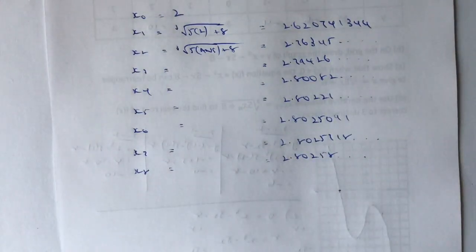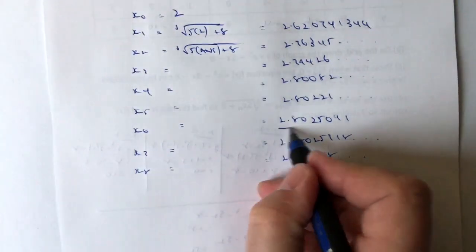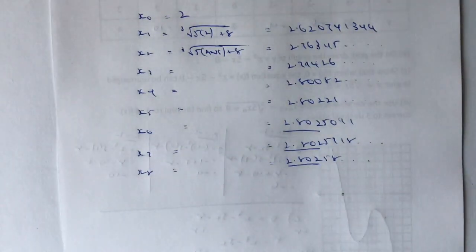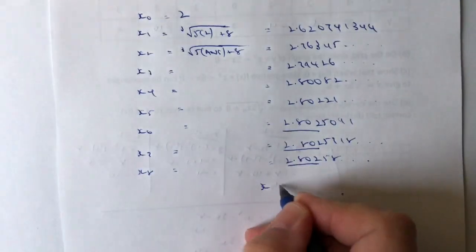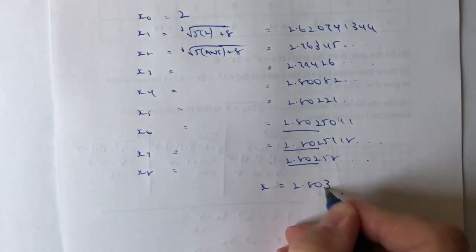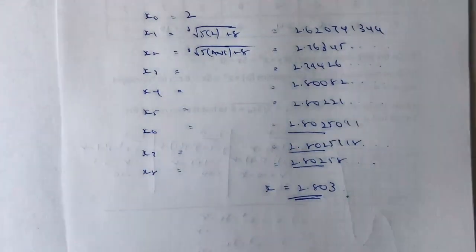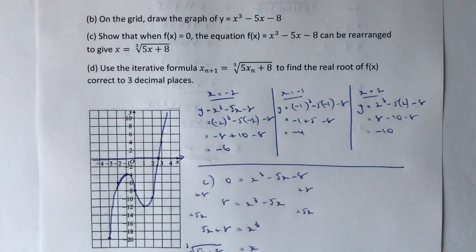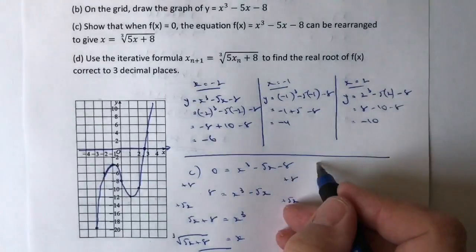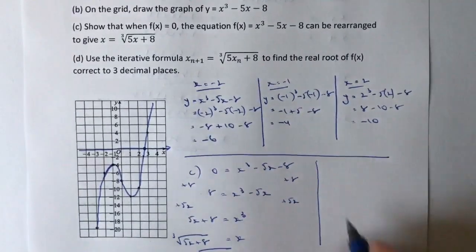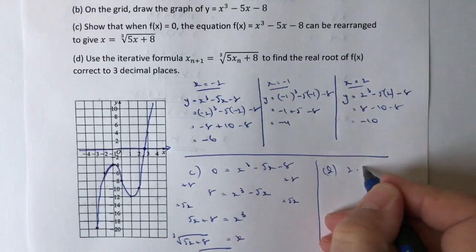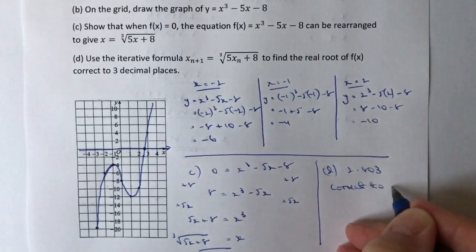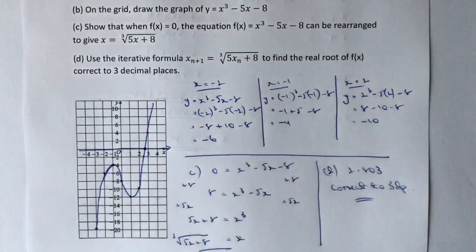So hopefully you can see now, to 3 decimal places, all of these numbers, and don't fall over at the last hurdle, because all of those numbers rounded to 3 decimal places will give you a value of x equals 2.803. So the answer to the final question, use the iterative formula to find the real root of f of x correct to 3 decimal places, is that D is going to be 2.803 correct to 3 decimal places.